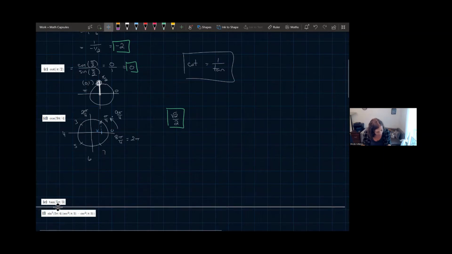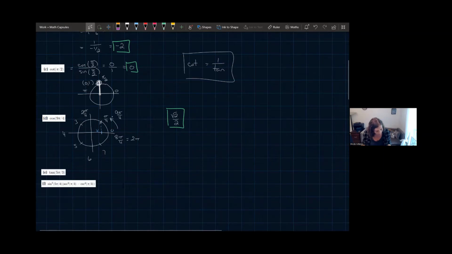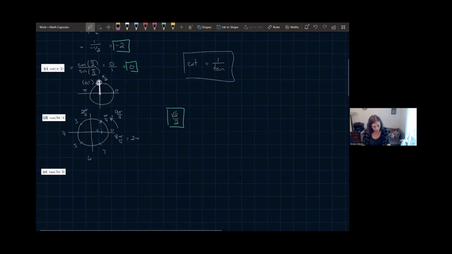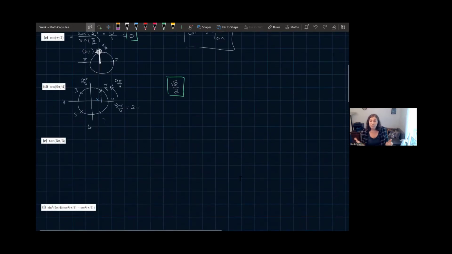Next, we have tan of 5 pi over 3. So again, for tan, we need to break that down into sine and cosine. So we need to know tan is equal to sine divided by cosine. The angle in question is 5 pi over 3. I will convert that into 10 pi over 6. So that I can use my method for multiples of pi on 6.